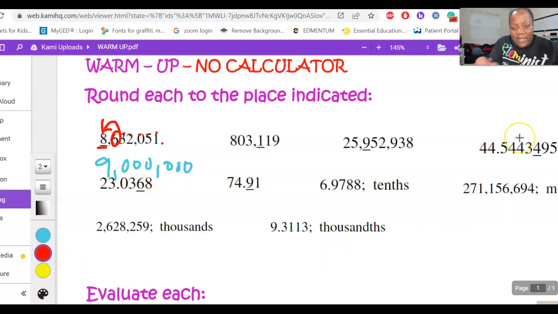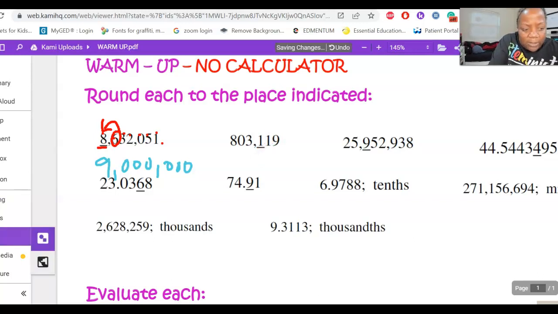Let's take a look at the second one over here. The 1 is underlined. It's this digit beside it that's going to tell it what to do. What place value is that 1 that's underlined?